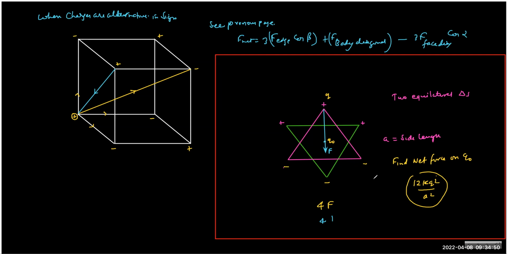Audible? Yes, sir. So the answer is 4F. If I choose F as the force between any two charges like Q and Q naught, this will be k Q Q naught upon the separation square. So how much is the separation? 2 by 3 into root 3 by 2 a, sir. So it will be a by root 3. Very good. This is the right answer, but just make it k Q Q naught, right? Yes, sir. Okay, very good.